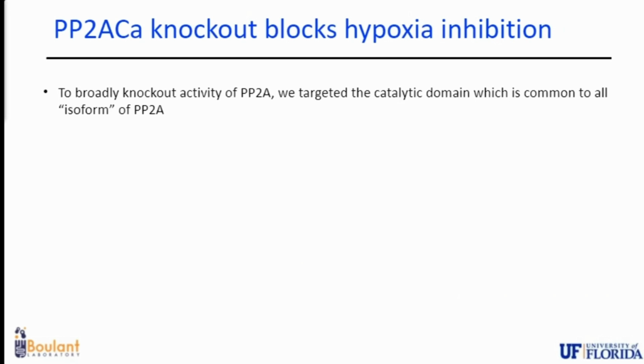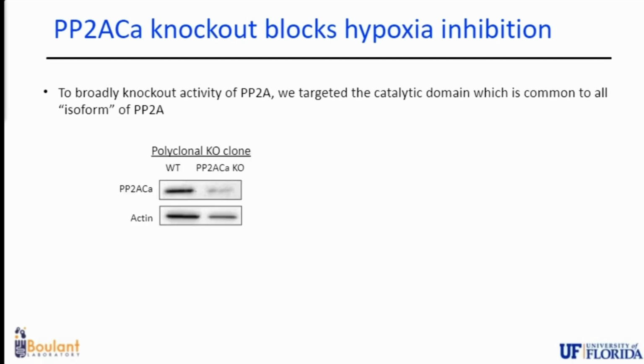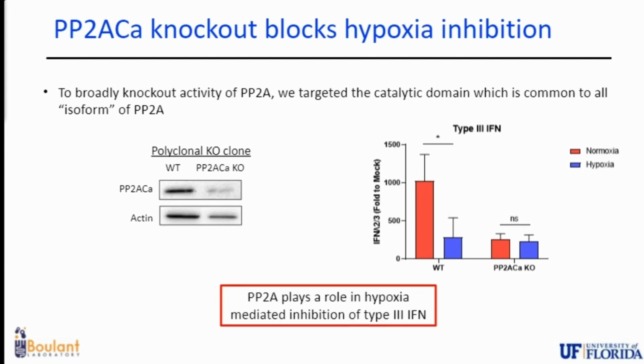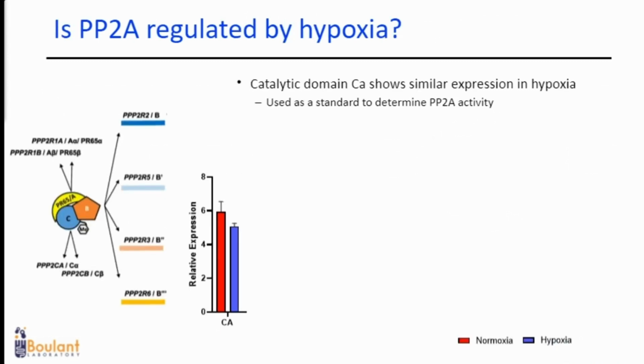We then performed a knockout of PP2A. This is ongoing work, so we only have the polyclonal knockout clone, which is why you still see a little bit of PP2A left. We knocked out the catalytic subunit, the most important subunit. And you can see here that upon knockout of PP2A, we lose this hypoxia-mediated inhibition of the immune response. So PP2A plays a key role in hypoxia-mediated inhibition of type 3 interferon.